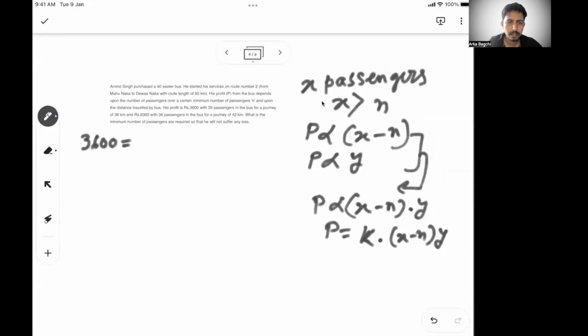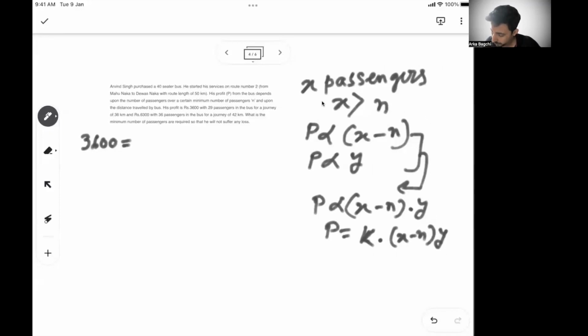3,600 is the profit. They said with 29 passengers. And when they say with 29 passengers, you are getting a profit, means 29 is surely more than n. N is basically the minimum passenger required to see a profit, because there is always a cost involved. So you need some minimum number of passengers to cover the cost, and then more passengers on top of that will give you more value than your cost, and that's when you get profit.